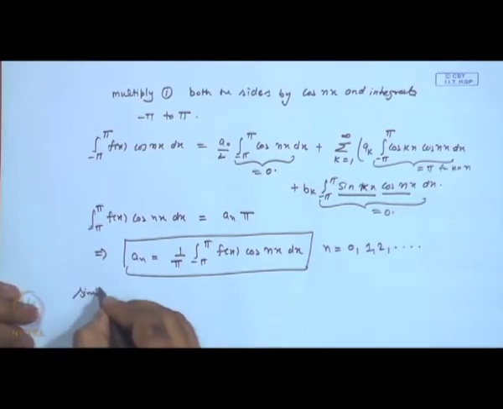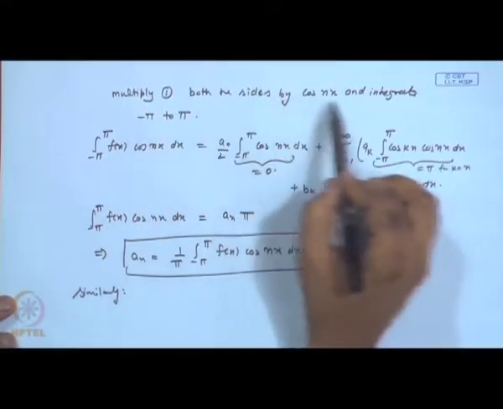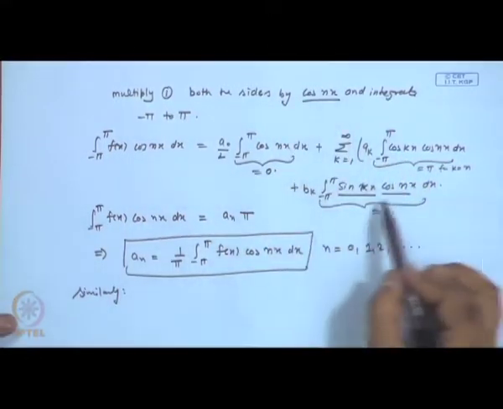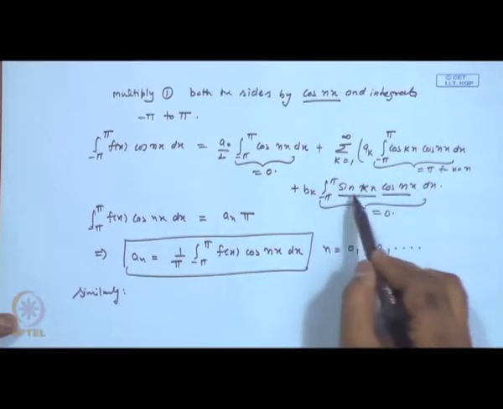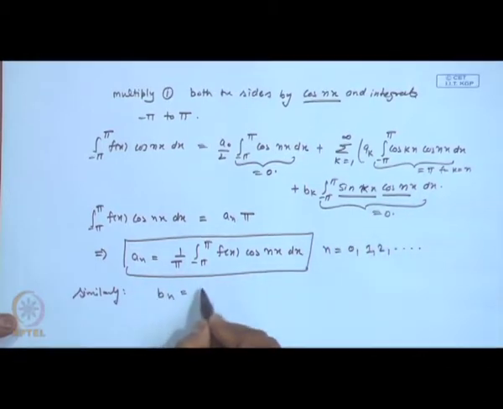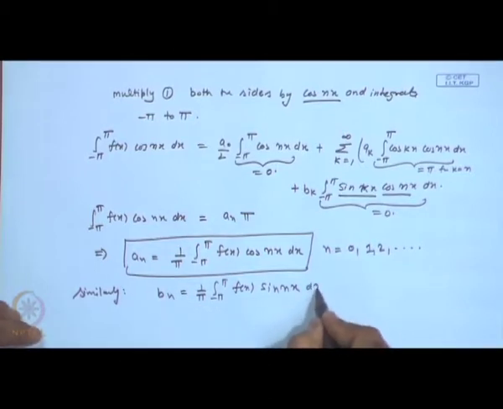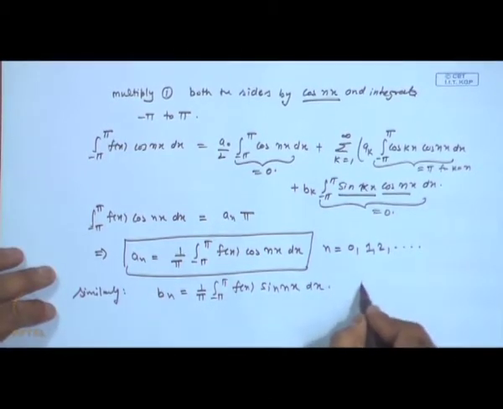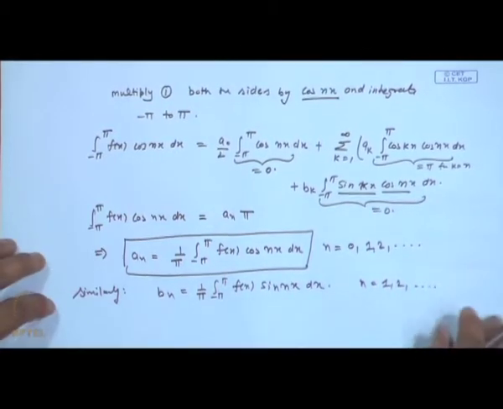And similarly, we can get this b_n. So, we multiply by sin nx instead of cos nx, and in that case this term will vanish, and here we will get pi because of sin kx sin nx. So, in this case b_n we will get 1 over pi times the integral from minus pi to pi of f(x) sin nx dx. So, here n is 1, 2 and so on.